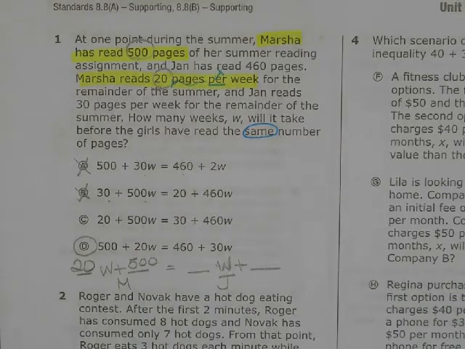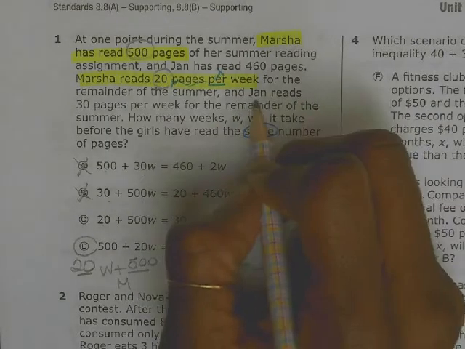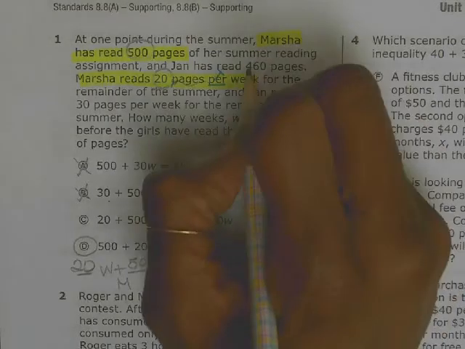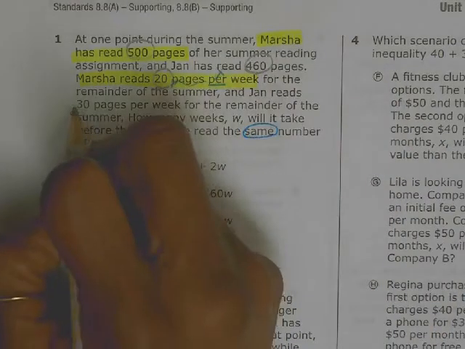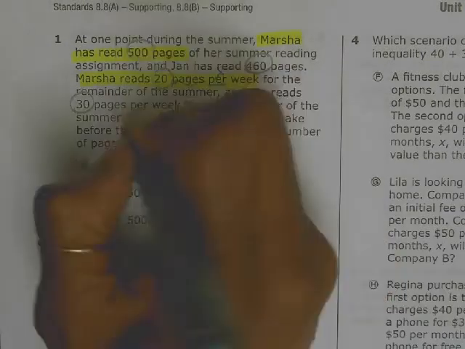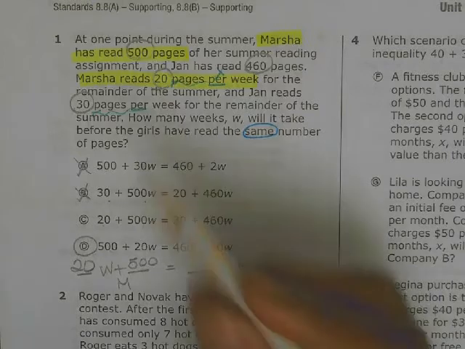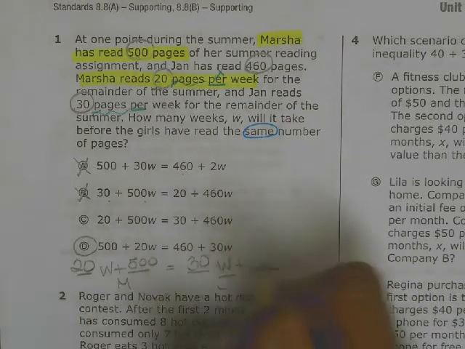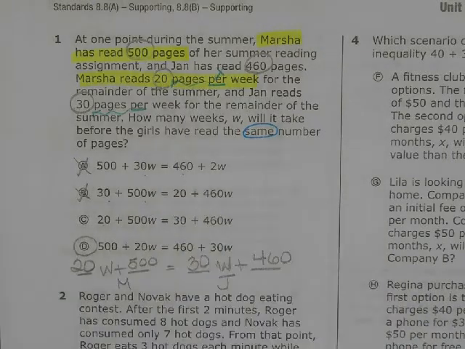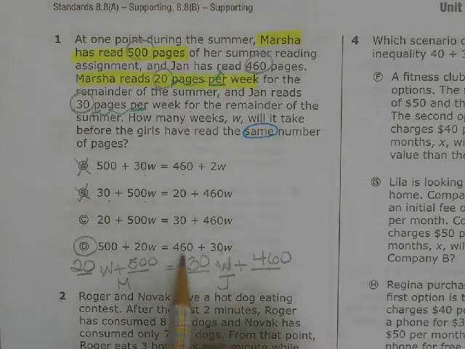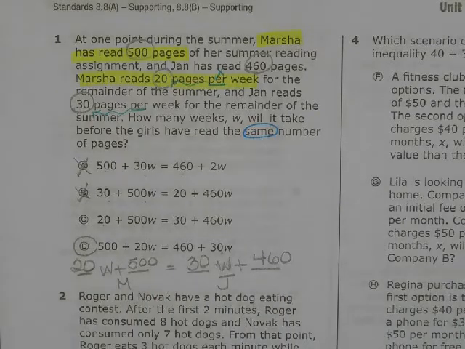I still want to go ahead and do Jan just for the sake of argument because we did do the whole thing in class. So Jan reads, she has already read 460. Then the 30, here's my math word per, which is going to go there. So Jan would be 30W plus 460. And on here, I do have my 30W plus 460. Okay? But again, if we can get this going, it's going to help us get rid of some answer choices.